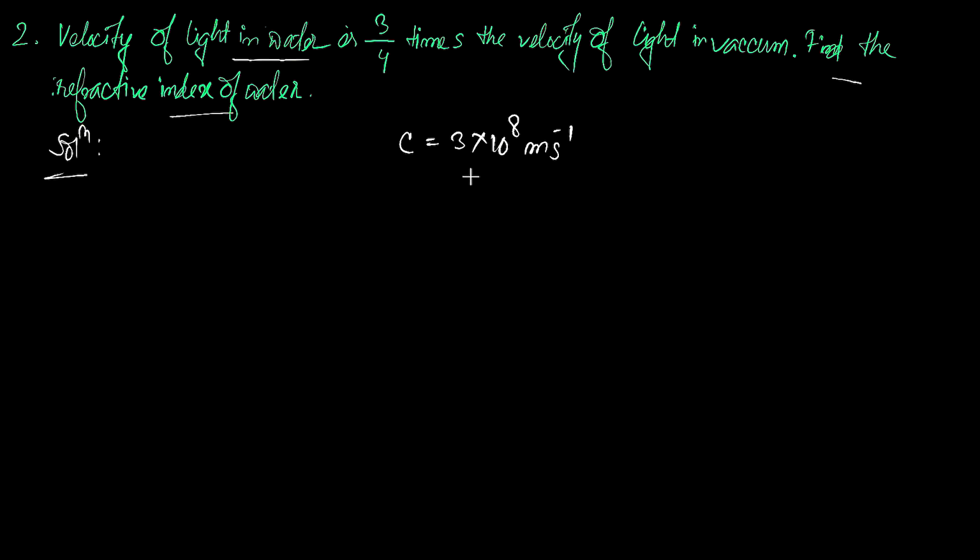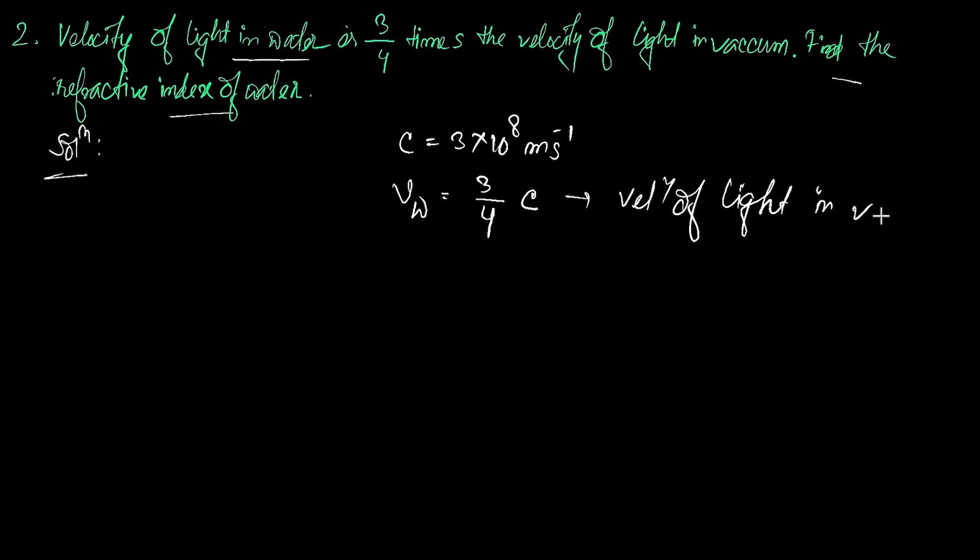Now, what is given for the velocity of light in water? We will represent that by V_water, that means the velocity of light in water. How much is given? 3/4 times the velocity of light in vacuum. That is 3/4 C. C is represented by the velocity of light in vacuum.